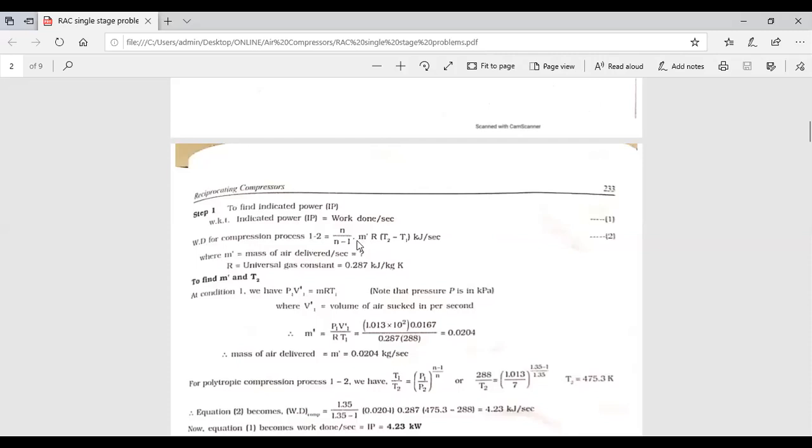Now N is 1.35 divided by 1.35 minus 1, into M, which we just found as 0.0204, into R, which is 0.287, into T2, which we just found as 475.3, minus T1, the initial temperature. After solving this, we get the work done during the compression process as 4.23 kilojoules per second, or 4.23 kilowatts. Very simple.